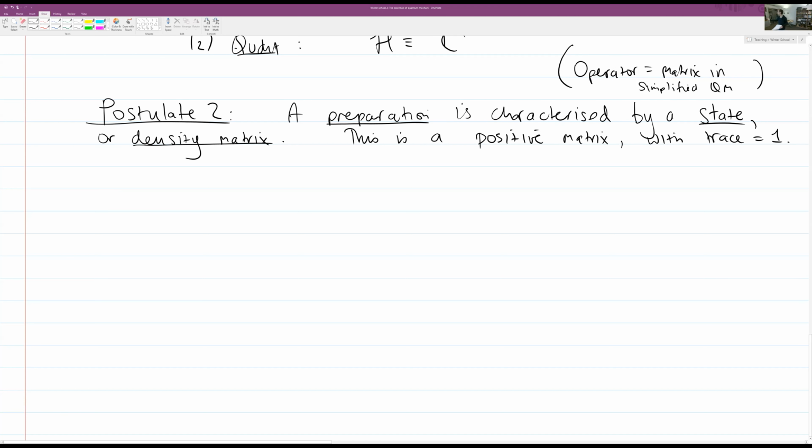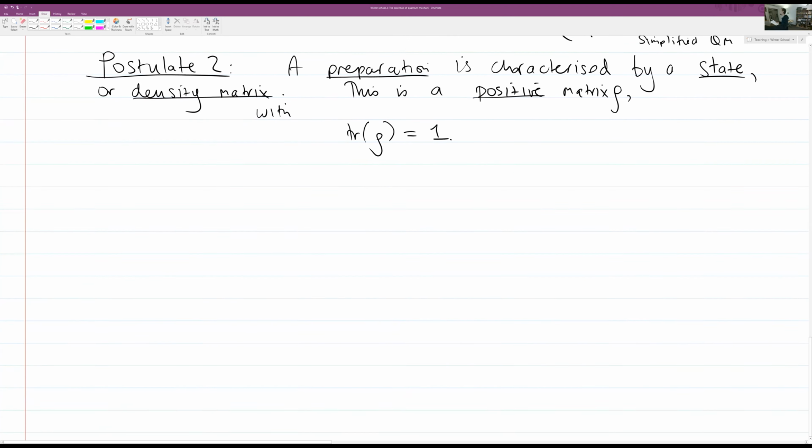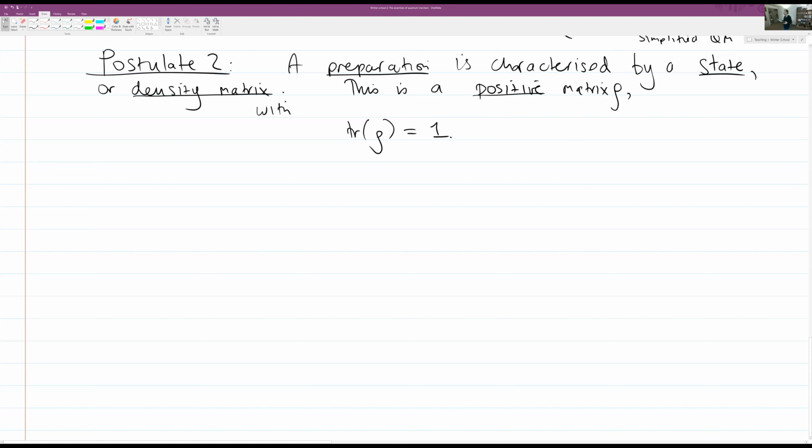Okay, what's a positive matrix? So I'll tell you what the matrix is. We almost always use the symbol rho for this matrix, with trace of rho equals one. All right, in a sense, this is the hardest mathematical step in understanding simplified quantum mechanics. We have to make sense of the word positive. What does this mean? So we'll just make an aside. Positive means that all eigenvalues of rho are greater than or equal to zero. That's one characterization of positivity in finite dimensions.